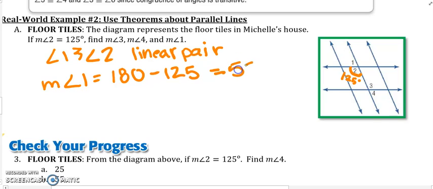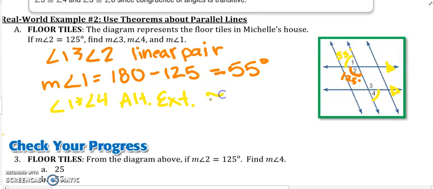And we get 55. Okay. Now floor tiles are laid very nicely so that they're parallel. So I'm going to call these parallel. And you can do it several different ways, but if I know 1 is 55, well, 1 and 4 are what relationship? They're alternating exterior, and alternating exterior angles are congruent. So that makes the measure of angle 4 also equal to 55.